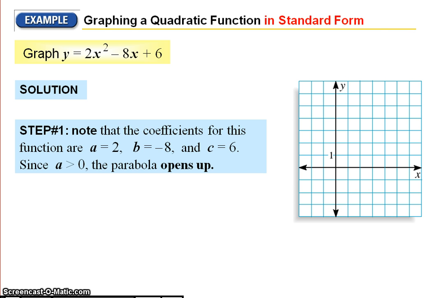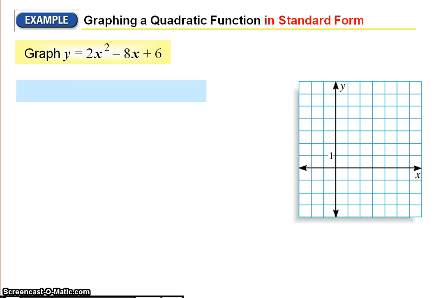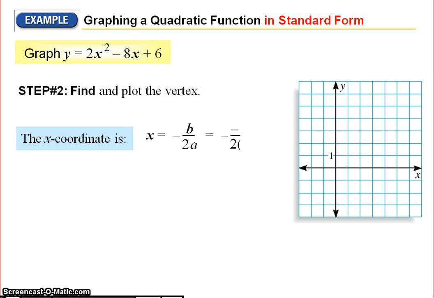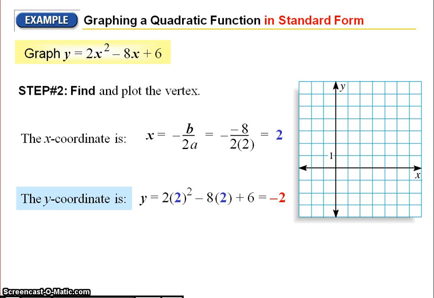Okay, so for the first example, we're going to graph this function in standard form. So we have the a, b, and c, and since a is bigger than 0, we know that it's an upward-facing parabola. It's positive, so it's upward facing. So we can find the vertex using minus b over 2a. When we plug that in, we get an x-coordinate of 2. We plug that in, and we get the y-coordinate of negative 2.